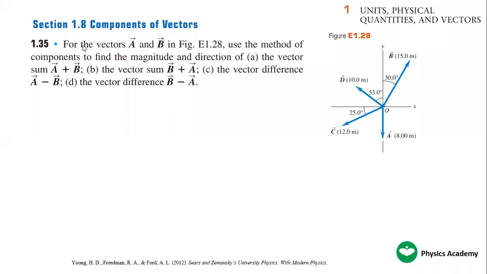So today we're going to answer exercise 1.35 under chapter 1, section 1.8, components of vectors. In the problem, for the vectors A and B in this figure E1.28, use the method of components to find the magnitude and direction of the vector sum A plus B, the vector sum B plus A, and the vector difference A minus B and B minus A.